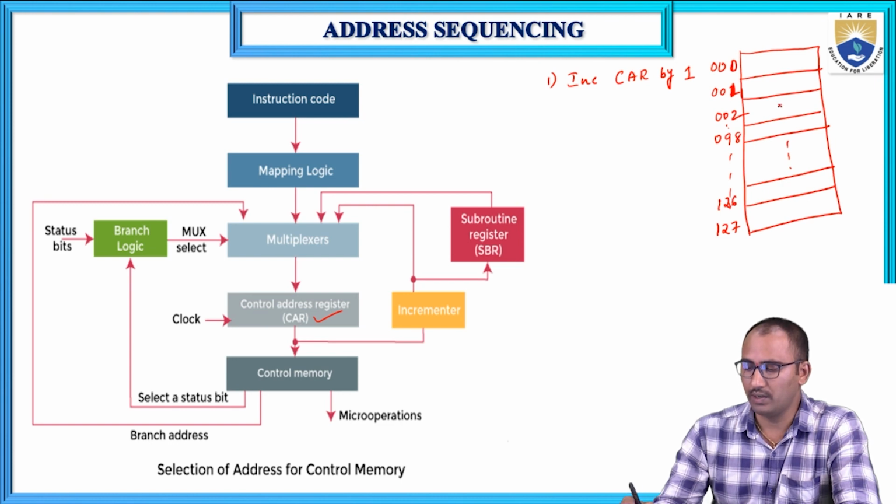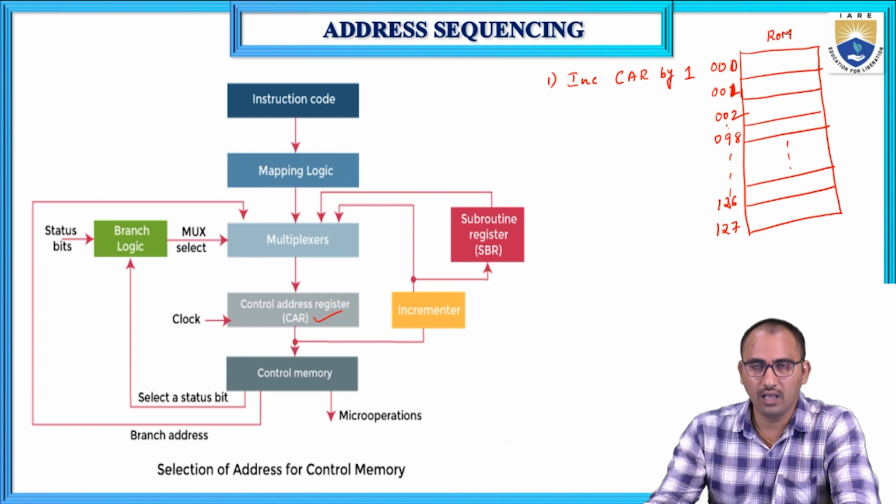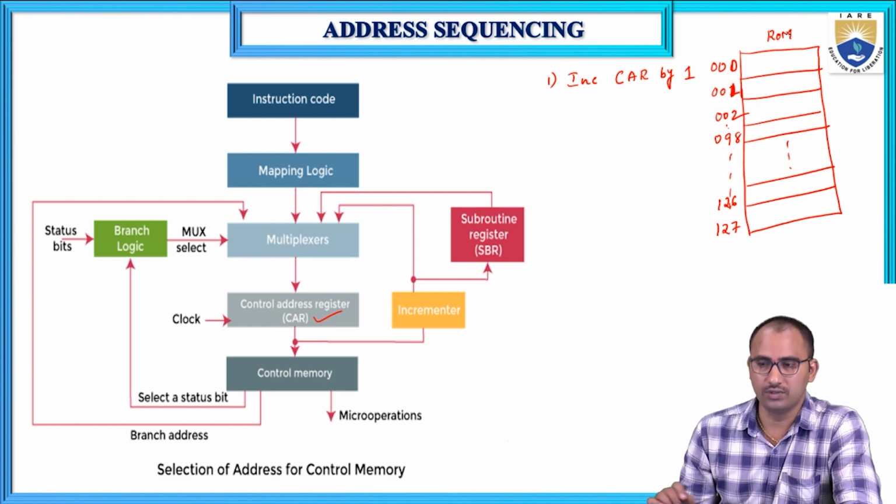So this is a memory. This is a ROM. ROM memory is considered as the control memory, and the size is 128 words. That means 128 memory locations.